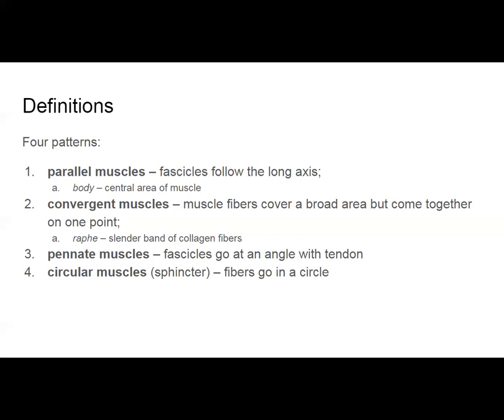Now, third type of pattern are the pinnate muscles. And here the fascicles are going to go at an angle with the tendon. And then you have circular muscles. Example of a circular muscle is a sphincter. And here the fibers are going to go around in a circle. And when they contract, they close things up.